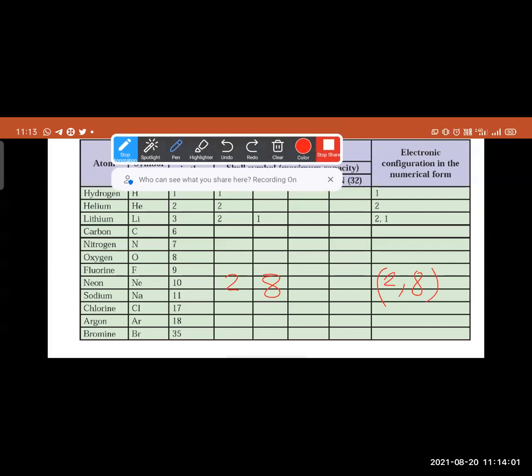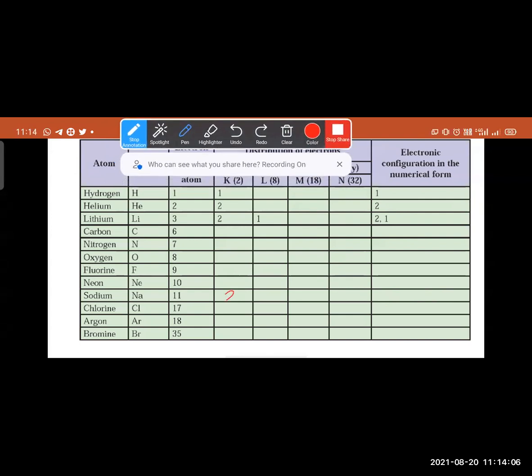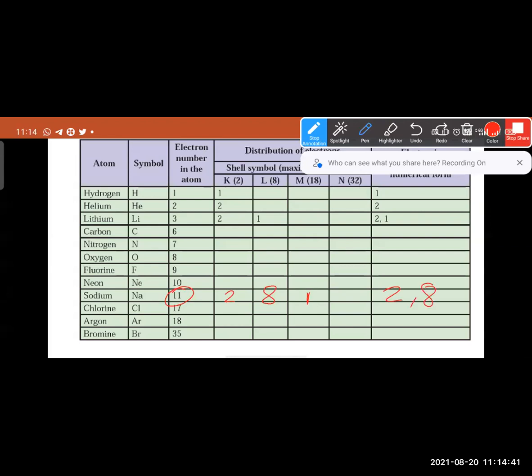Now, in case of sodium, the first orbit will have 2 electrons. Out of 11, 2 electrons are put in the first orbit. Out of the remaining electrons, 8 electrons are placed in the second orbit. So 10 are occupied in 2 orbits, and out of 11 electrons, the remaining 1 electron is placed in the third orbit. From here, the third orbit is started. So its electronic configuration will be 2, 8, 1.